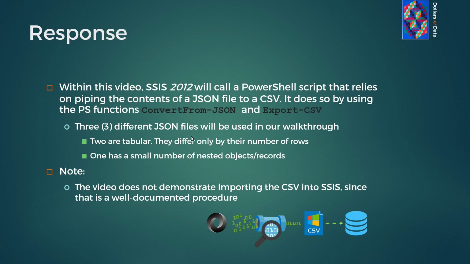We'll use PowerShell functionality that's been around since late 2012, and we'll rely on two PowerShell 3.0 functions in particular, ConvertFrom-Json and Export-Csv. Now, be aware that the video does not demonstrate importing the CSV into SSIS. That's a well-known process that we really don't need to cover. There's too many other blogs that will cover that, or documentation for that matter.